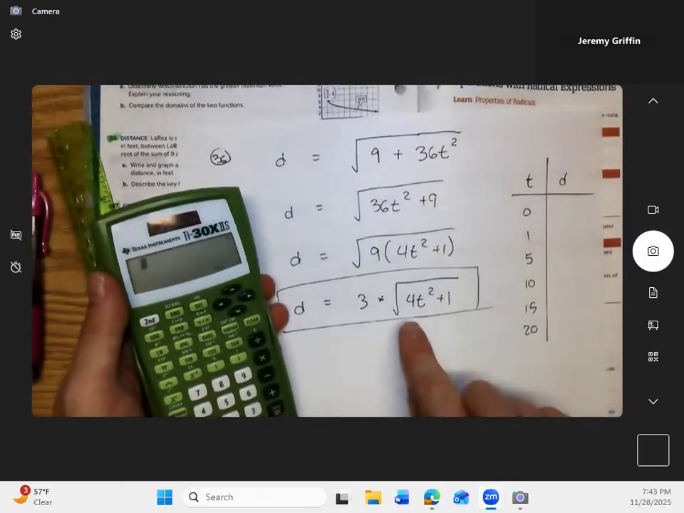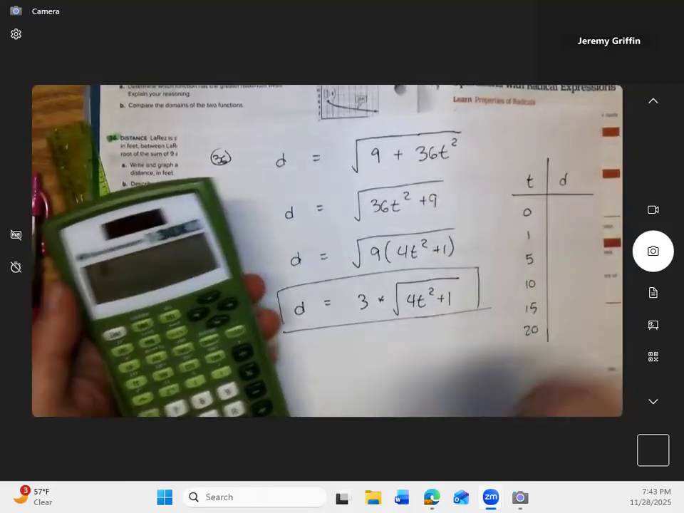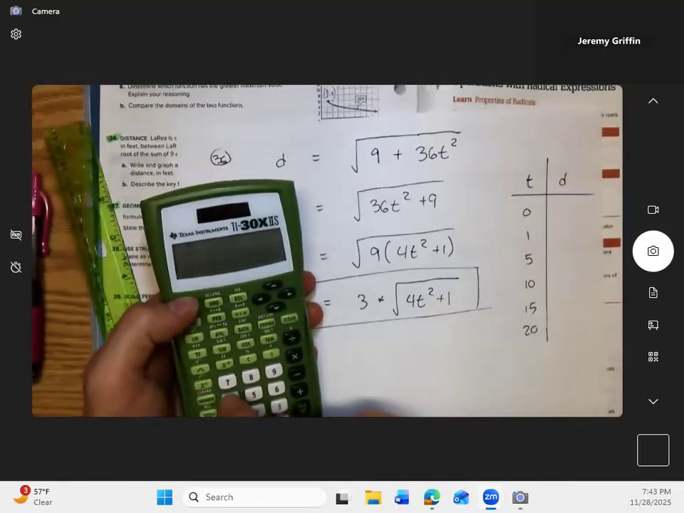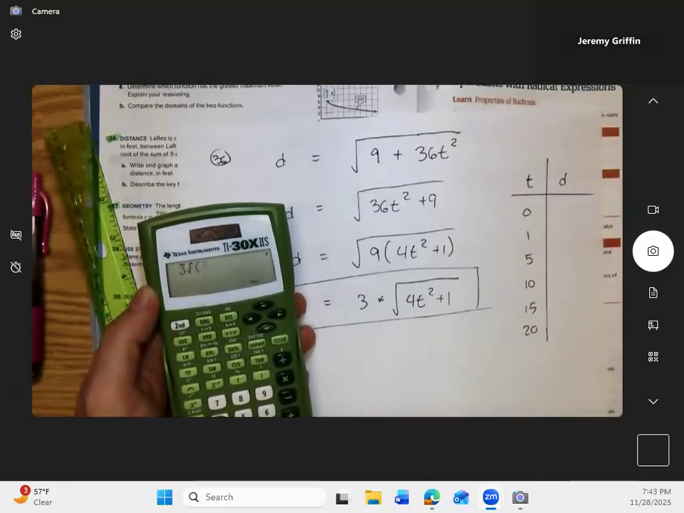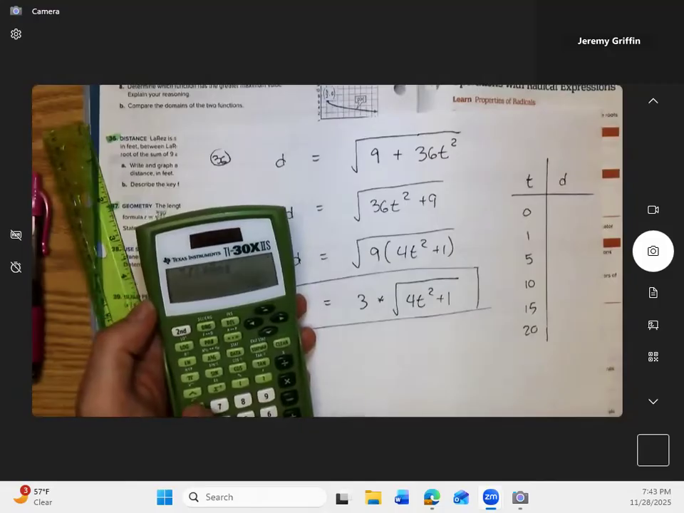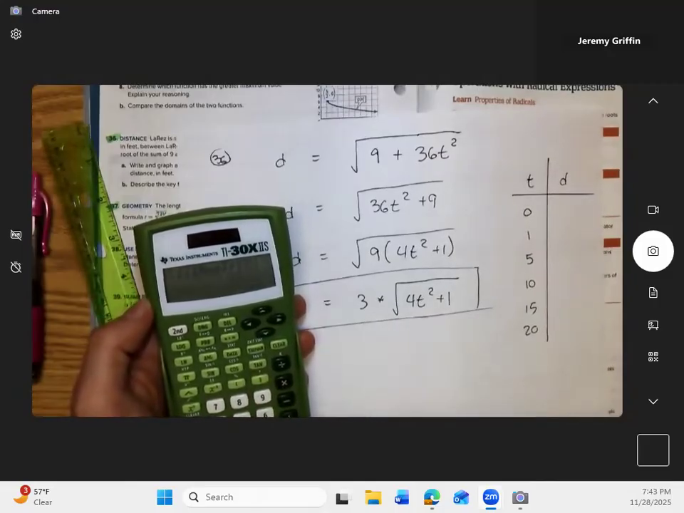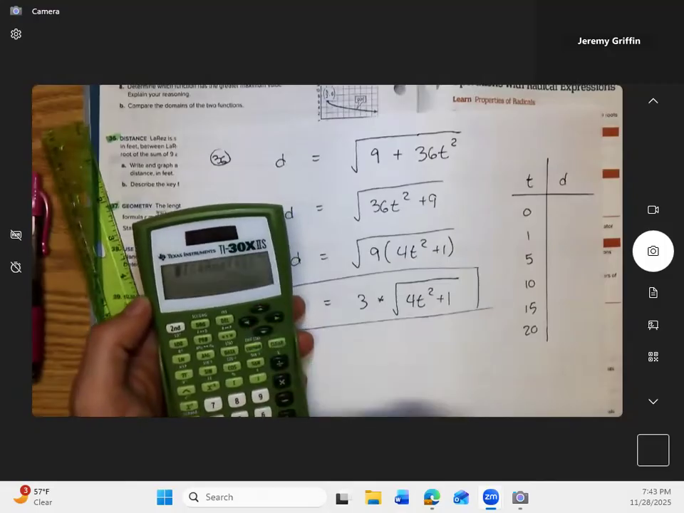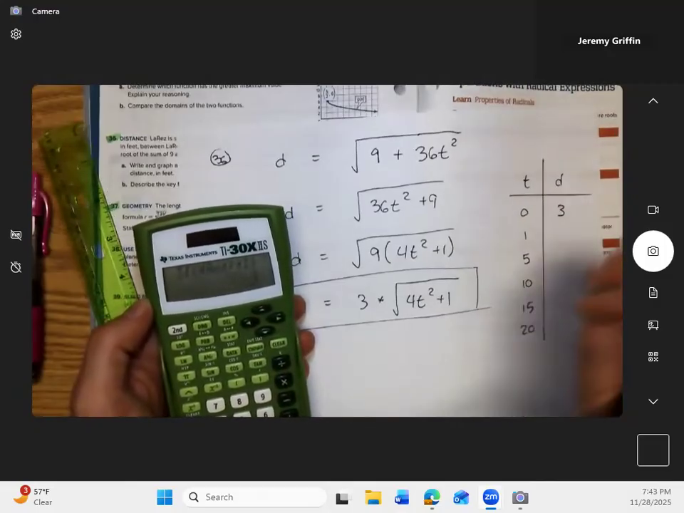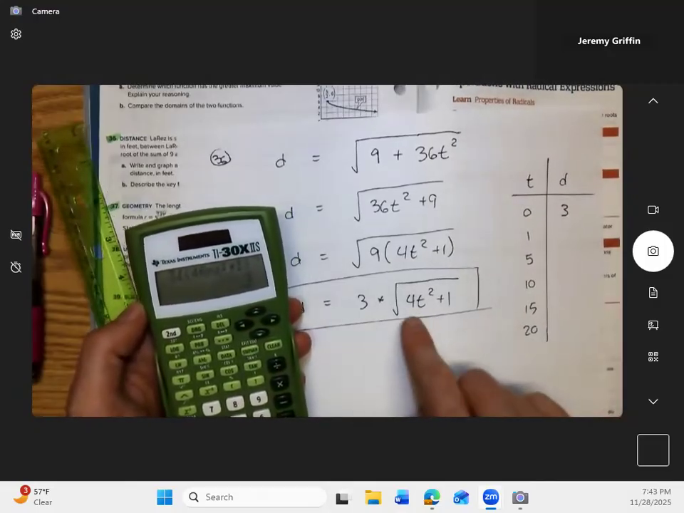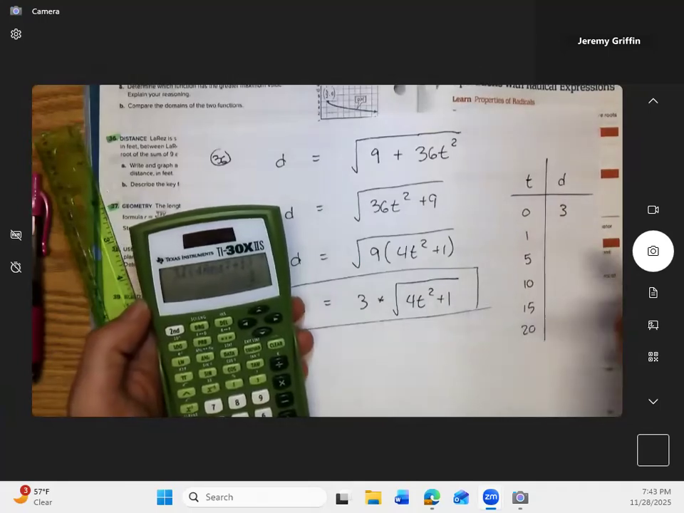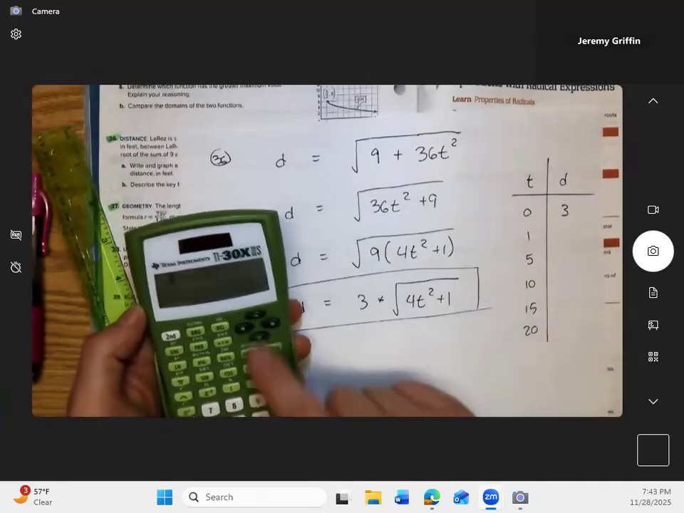Okay, so then here, I'll just feed all these values in here. I'll get some decimal answer. I'll round it a little bit. So 3 times the square root of 4 times, I'll say answer squared. Answer will stand for t. And then plus 1. That's all under the radical. Then I'll plug in 0 and get 3. Times 0. 3 times 1 would be 3. You'd be 3 feet away at time 0. What if I plug in 1?